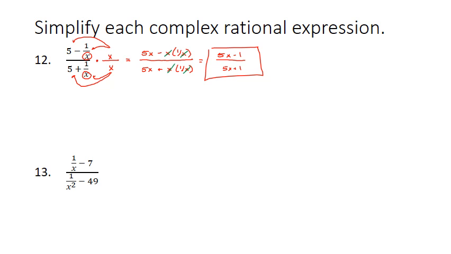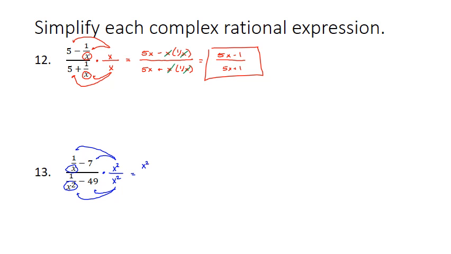Now, once in a while, you may have different small fractions. So as you can see on number 13, it is 1 over x minus 7 over 1 over x squared minus 49. While there are 2 little denominators you have to get rid of, if they are not the same, I usually just pick the bigger one because they're pretty close. X and x squared are similar. In this case, I'm going to pick the bigger one, and I'm going to multiply the top and bottom by x squared. So multiply x squared by everything.